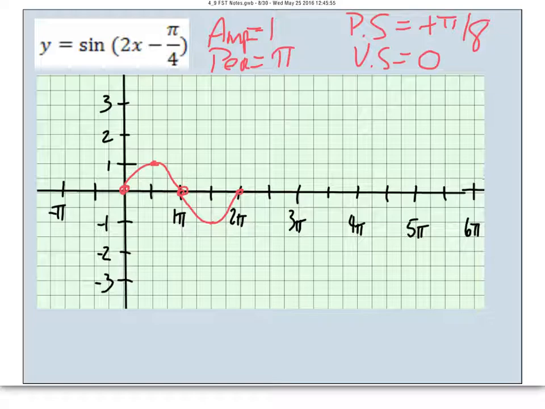Remember, your next step is going to be to come in and do your amplitude and period, or your stretches. The amplitude stays the same. These humps are still just 1 unit high, so that's great. The period is pi.